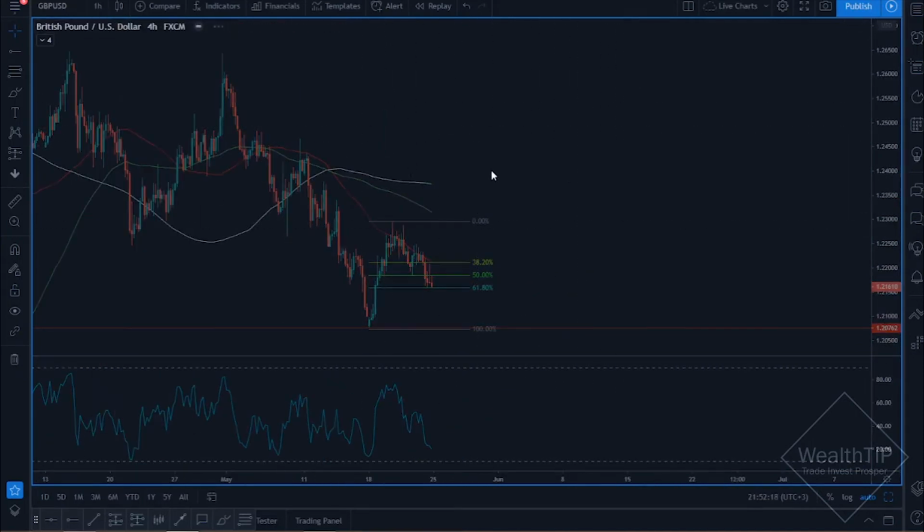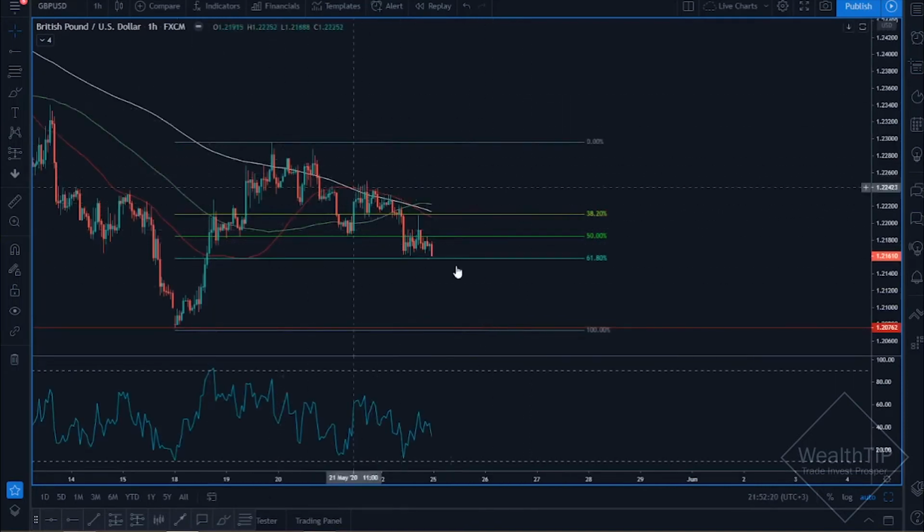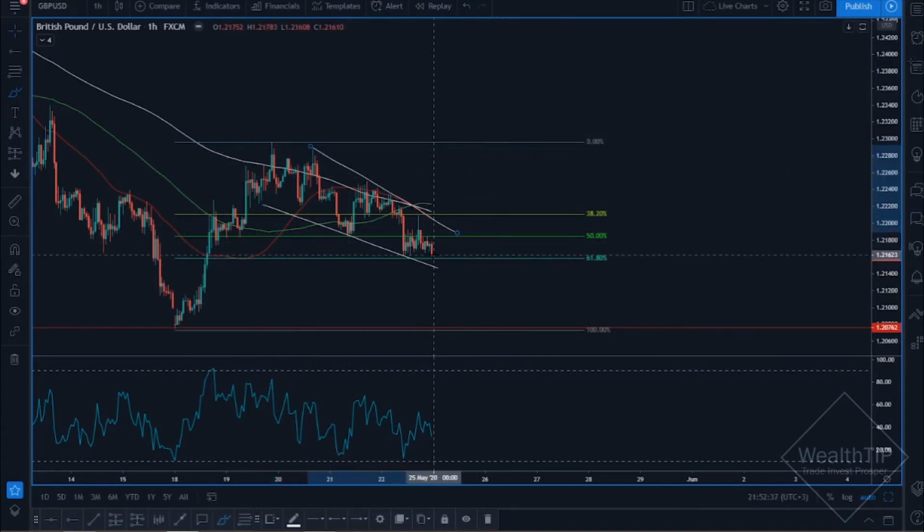And even if we go into the intradays, there's really not much happening over here. So, we're going to have to wait and see what could potentially happen. We do, however, have price stalling on this 61.8% retracement level over here. And if we were to look at it overall, we have this kind of falling wedge pattern, which could suggest that we have the potential of seeing the market break further to the upside.